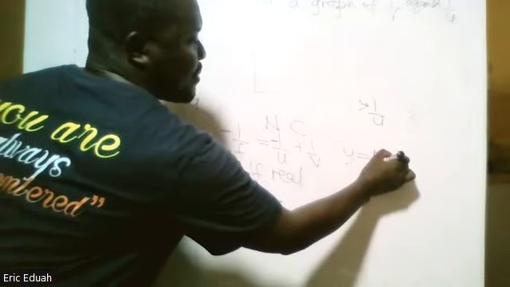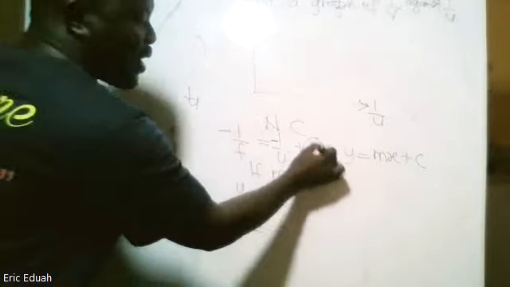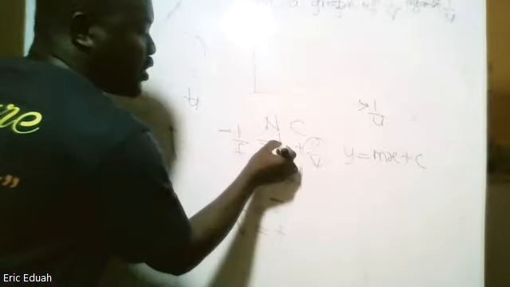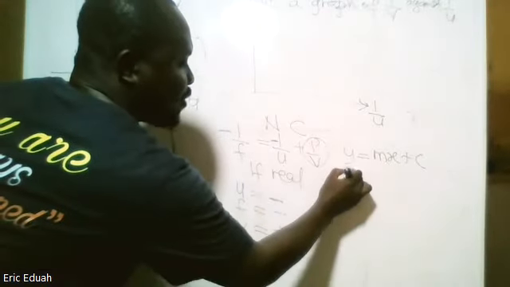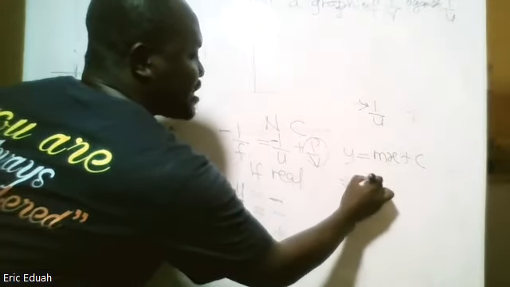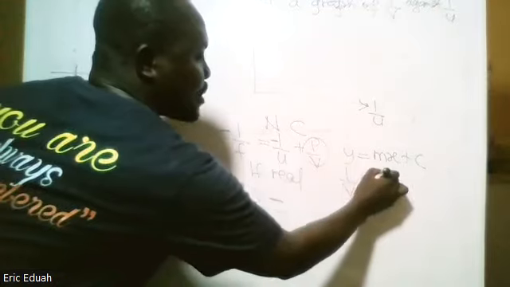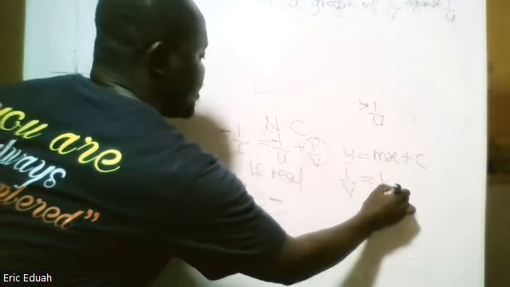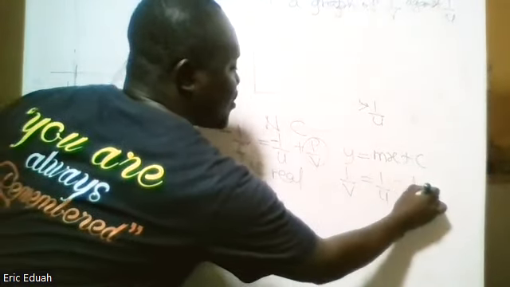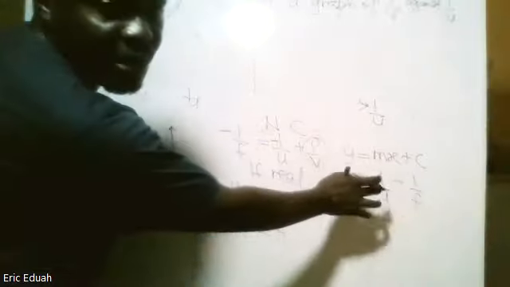Y is equal to mx plus c. Okay, so we have to make 1 over V the subject. So it means 1 on U has to go to the other end. So we have 1 over V is equal to positive 1 on U minus 1 on F. Please, are you okay with this equation?